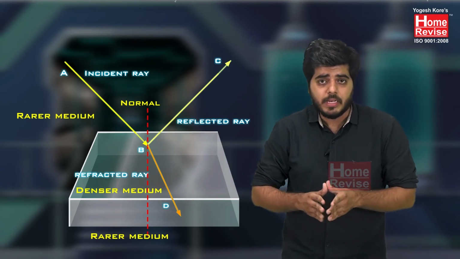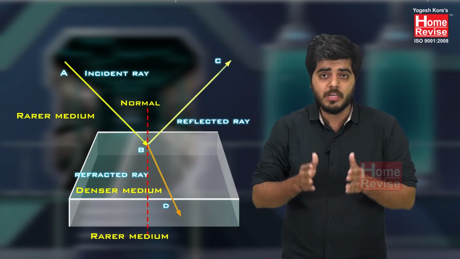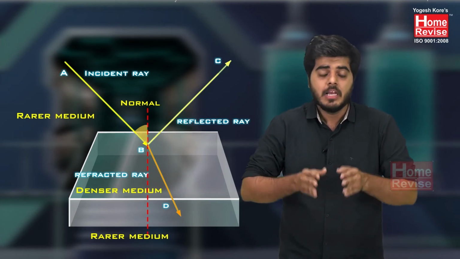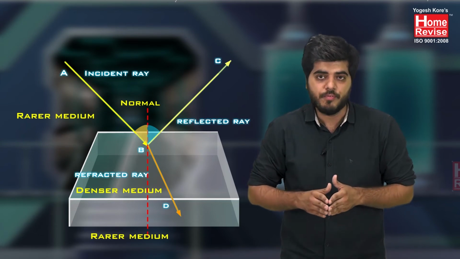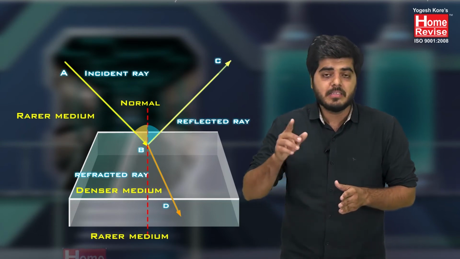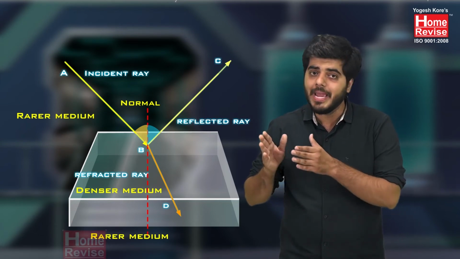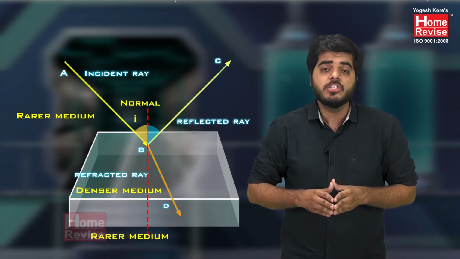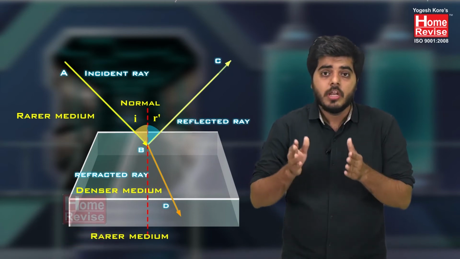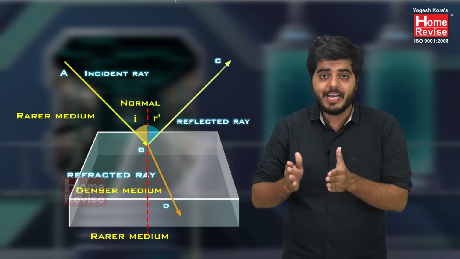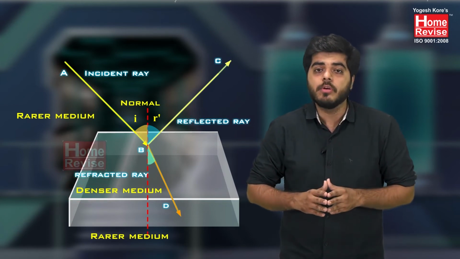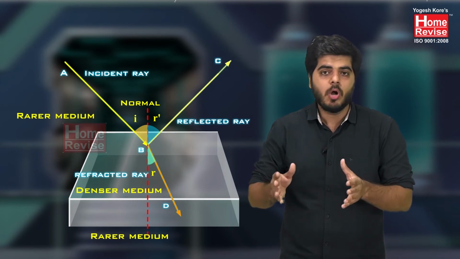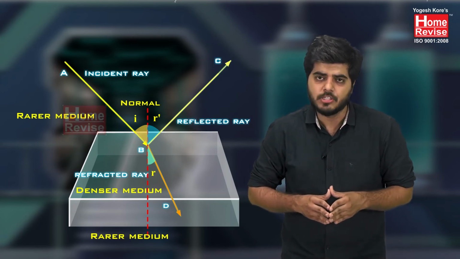The angle between the incident ray and the normal is called the angle of incidence. The angle between the reflected ray and the normal is called the angle of reflection. So the angle of incidence is denoted by i. The angle of reflection is denoted by r dash. Now the angle between the refracted ray and the normal is called the angle of refraction, which is denoted by small r.